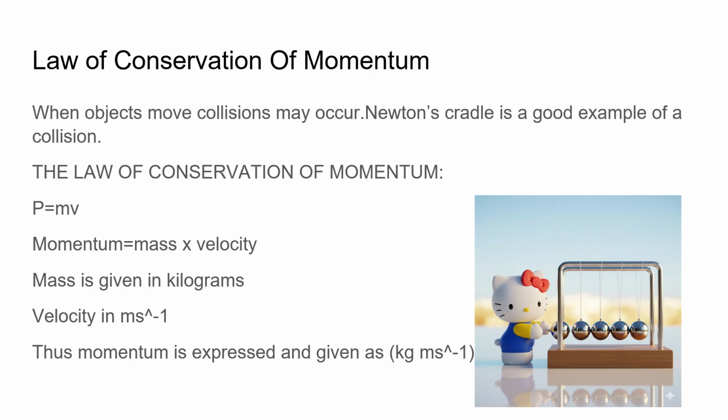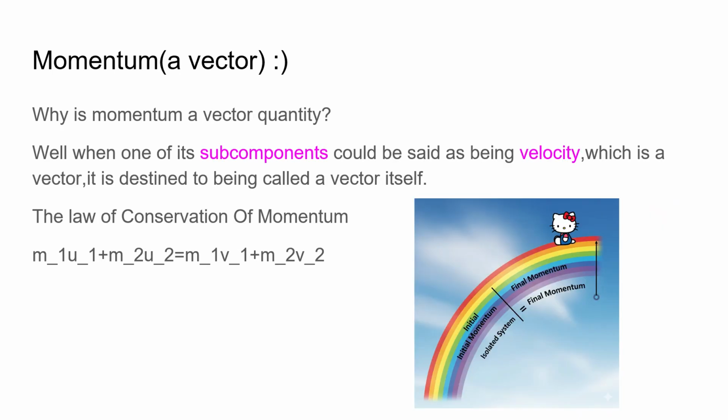Momentum is equal to mass times velocity. Velocity is given in meters per second. Mass is given in kilograms. The SI unit is used here. Hence, momentum is expressed in kilogram meters per second. This is further about momentum, the equation of momentum, and the conservation of momentum given here.